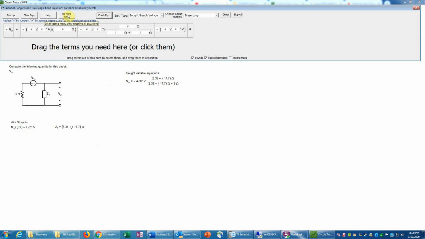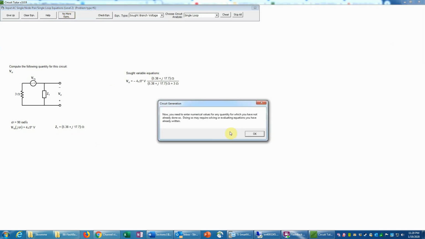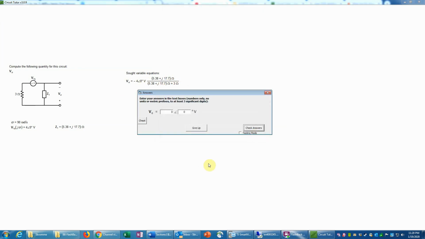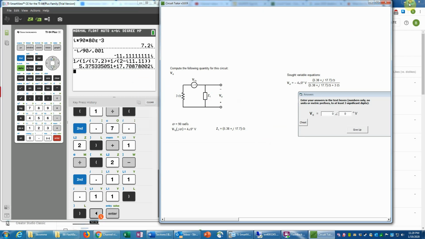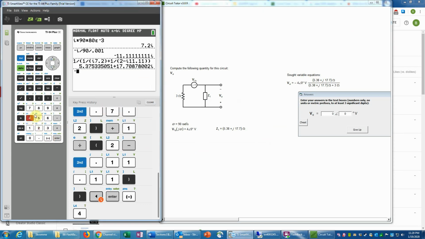And so now I've written all the equations I need. I just need the one. So I click No More Equations. And now it tells me I have to enter a numerical value for this, which I will have to compute with my calculator. So let's go back to the calculator. And so now I'm going to put a -4. -4 angle 0 degrees is simply like -4. So I put -4.